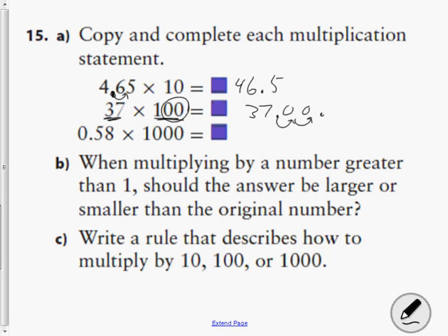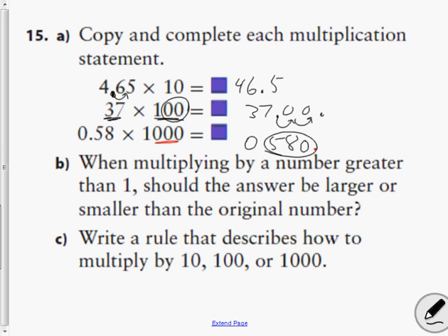And the last one, 0.58. If I put a decimal right here for the 0.58, when I multiply it by 1,000, there are 3 zeros here, which means I'm going to move it 1 spot, 2 spots, 3 spots. In order to keep in that spot out there, I need to put a 0, and my answer is 580.